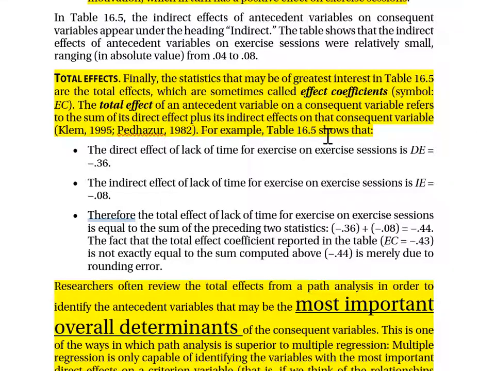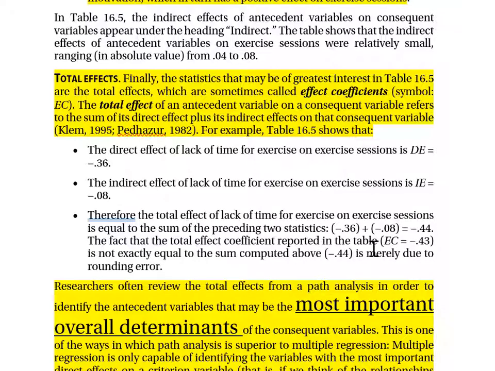For example, table 16.5 shows the direct effect of lack of time for exercise on exercise sessions is negative 0.36. The indirect effect of lack of time for exercise on exercise sessions was negative 0.08. Therefore, the total effect was equal to the sum of those two statistics. Negative 0.36 plus negative 0.08 is equal to negative 0.44.